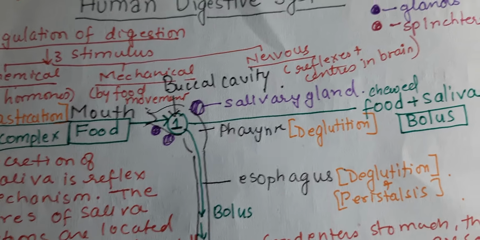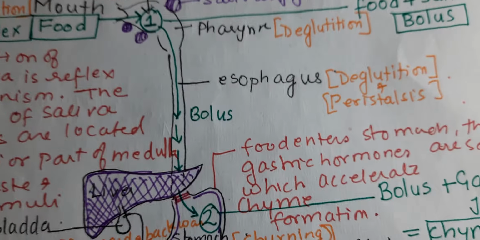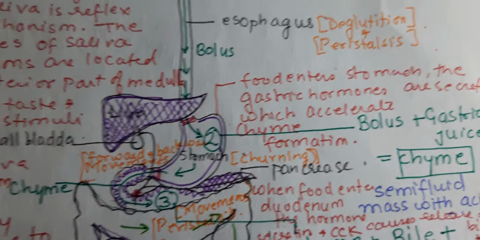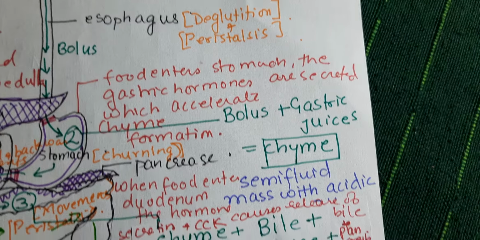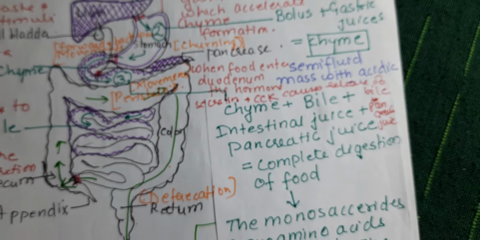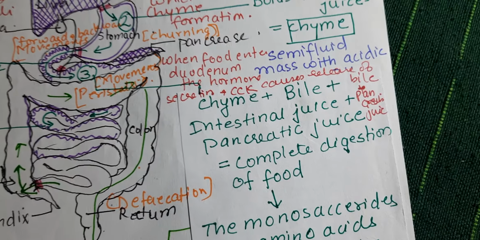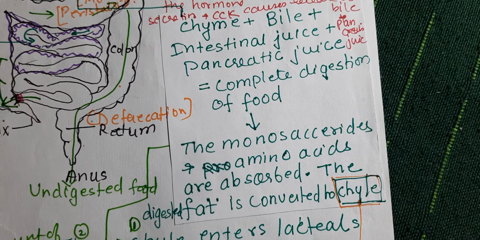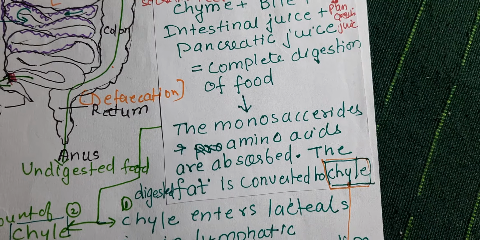The food combines with the saliva and forms the bolus. This bolus passes via the pharynx and esophagus, which help in the swallowing and movement into the stomach. In the stomach, the bolus combines with gastric juice and forms chyme, and later in the intestine, the chyme combines with bile, intestinal juice, and pancreatic juice, and the food is digested completely into monosaccharides, amino acids, and fatty acids, which get absorbed in the small intestine.